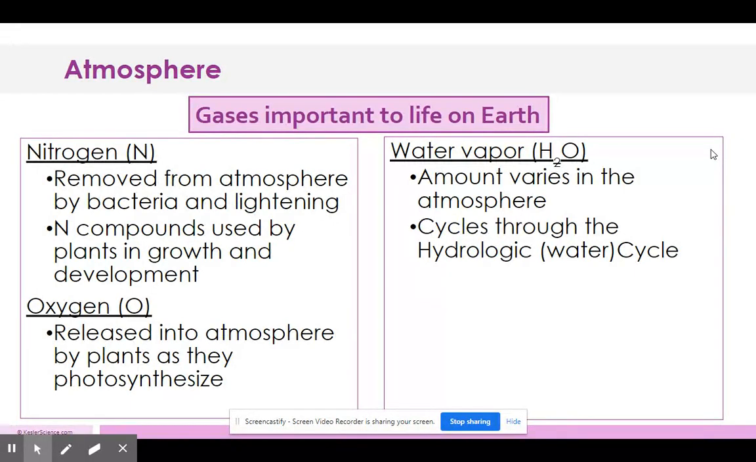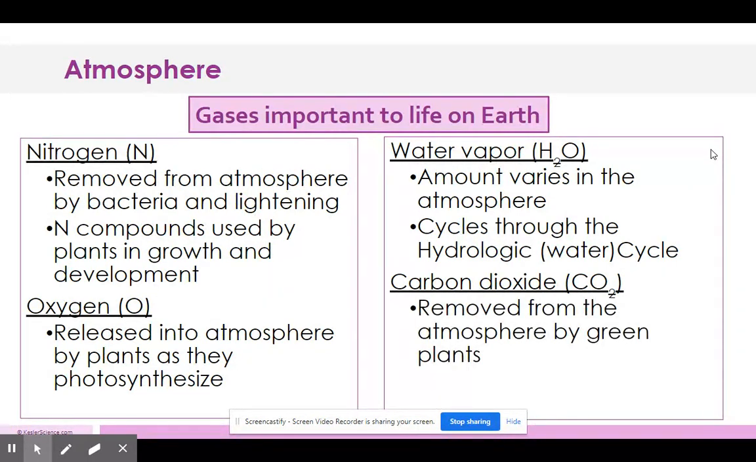Water vapor cycles through the hydrologic cycle, or the water cycle. Carbon dioxide, this is CO2. If you take a minute, it's a capital C, capital O, little 2. So that means we've got 2 pieces of oxygen and 1 piece of carbon. But if you look up at water, we have 2 pieces of hydrogen and 1 piece of oxygen. So that 2 makes a big difference where you put it.